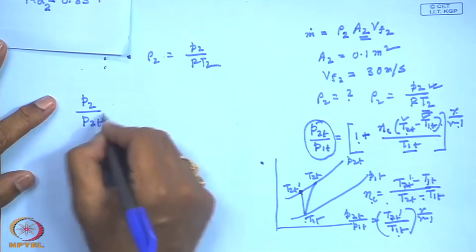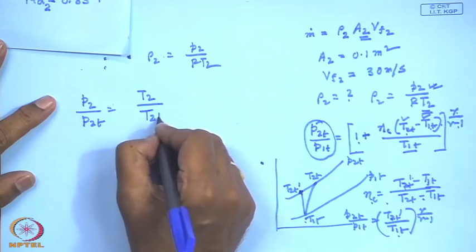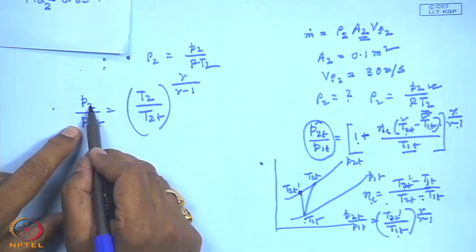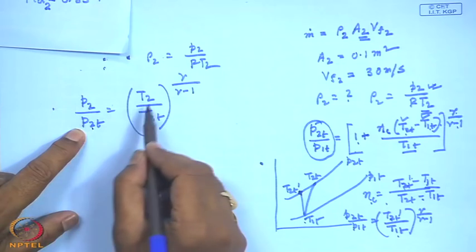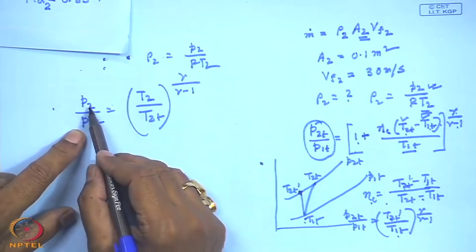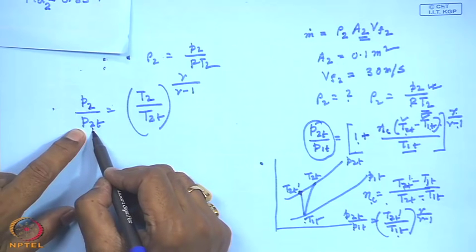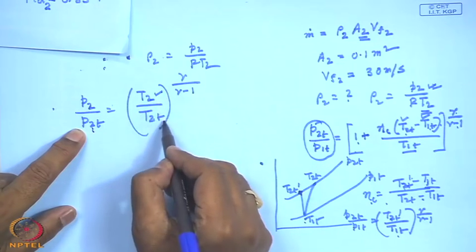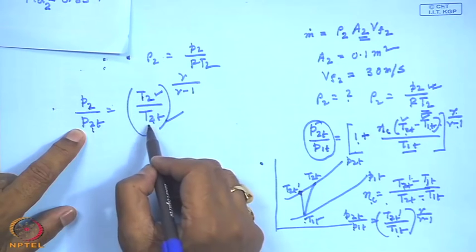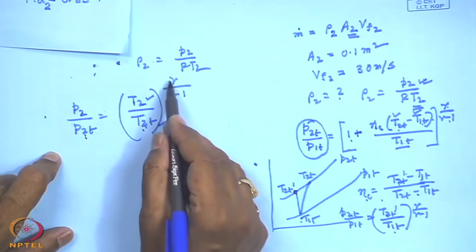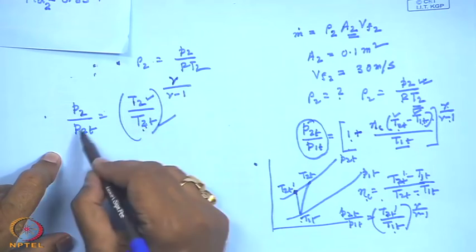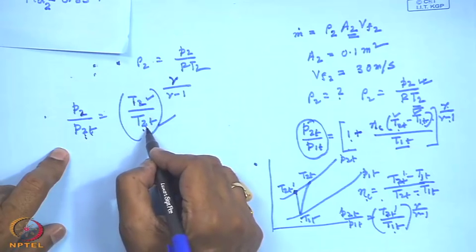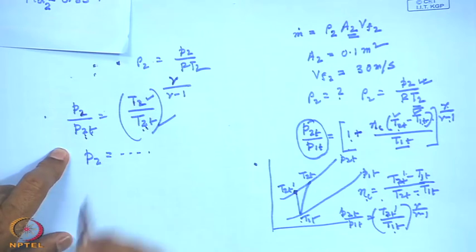P2 by P2T is T2 by T2T to the power gamma by gamma minus 1. Where does it come from? The static pressure is changed to stagnation pressure when the fluid is brought to rest isentropically. That means the gain in temperature from T2 to T2T is made isentropically, so the pressure ratio is related to the temperature ratio by the isentropic relationship. This is the relationship between total or stagnation pressure and static pressure. Therefore, T2 and T2T are known, so we can find P2.